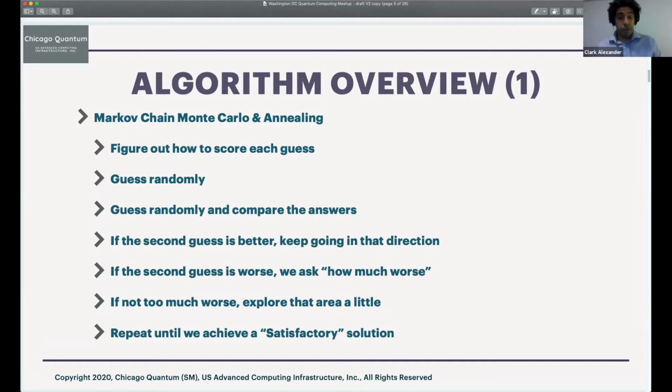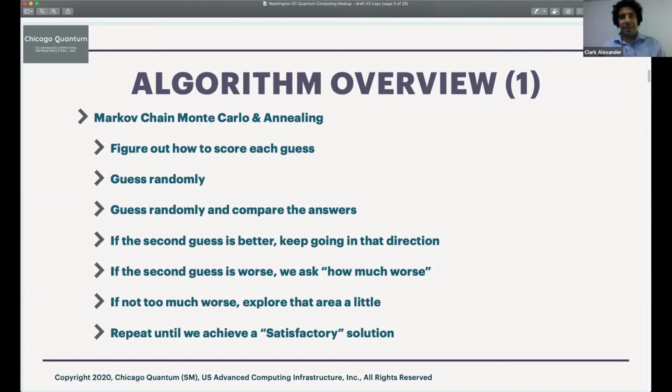A Markov chain, as you know, is just some Markov process. You just rely on one step back. In this case, what we're saying is all the Markov chain Monte Carlo methods look something like this. We have to figure out some way to say this is good or this is bad. For us, it gives us the lowest score or it doesn't. So we guess, and then we guess again, we compare the answers.